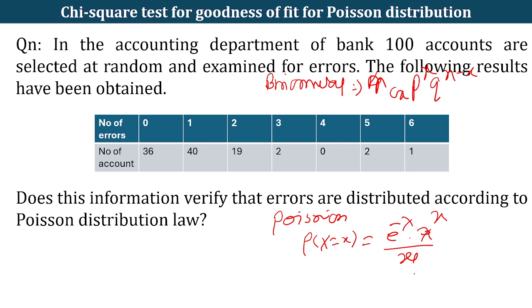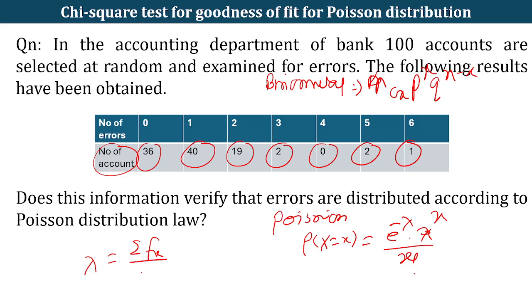Yes, sir. So how will we get the mean value? Can anyone tell? We have been given the number of events. So how will we get the lambda value? Summation of fx by n, that is summation of fx by the total frequency. So some value will come. After that, we find the expectation at x equal to x. So let's say some lambda came.